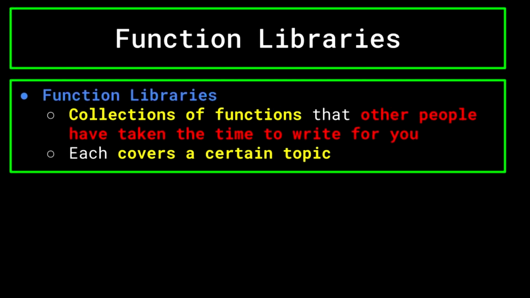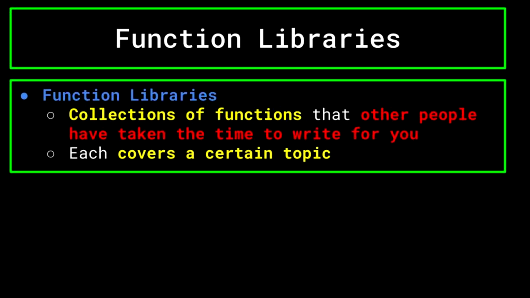For any given language, there are many hundreds of function libraries, which are essentially just collections of functions and classes that other people have taken the time to write for you. Now, if you are not sure what classes are, you can check out our Introduction to Object-Oriented Programming series linked in the description. However, for now, think of classes as simply data types with associated functions. Generally, the classes and functions within a function library will be designed to interact with one another.